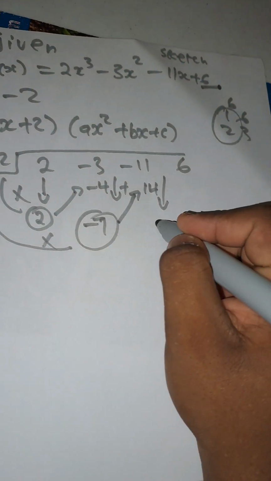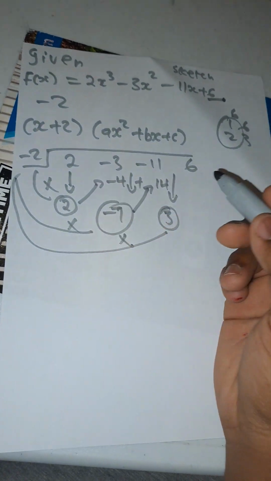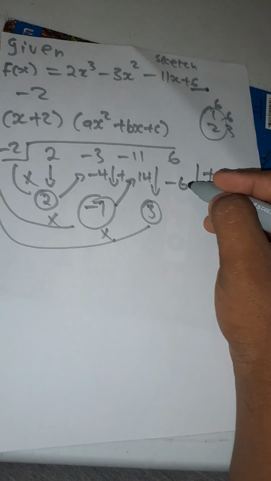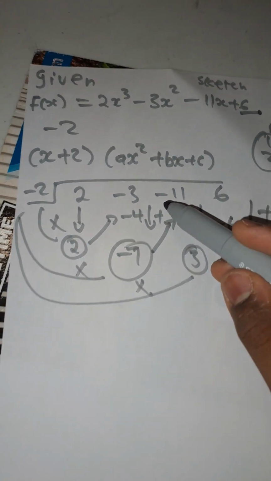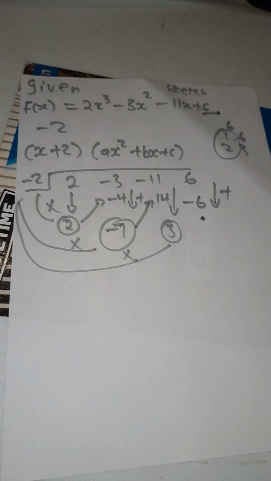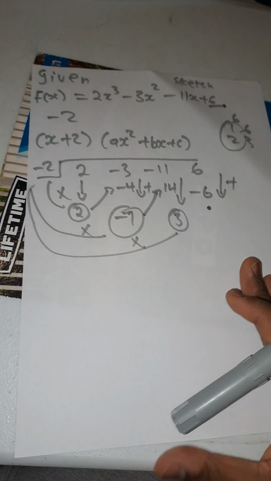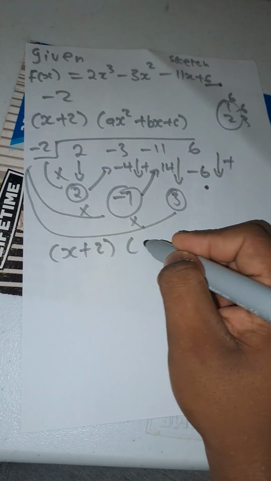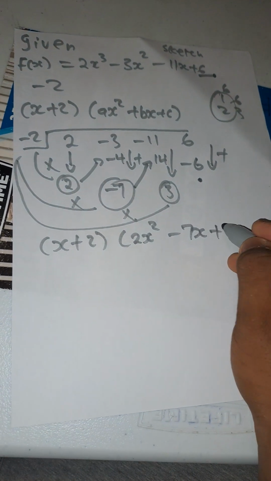3. So I put my 3 here, I go there, I multiply. 3 times -2 is -6. But going downwards, I add. So 6 minus 6 is 0. If you don't understand this method, go and check the previous video on synthetic division. And then I'm going to write my things here. So it's going to be x plus 2, 2x squared minus 7x plus 3.